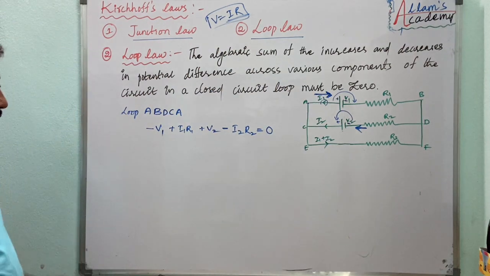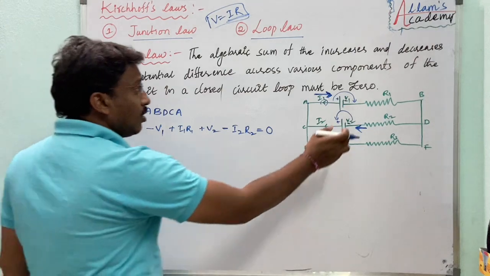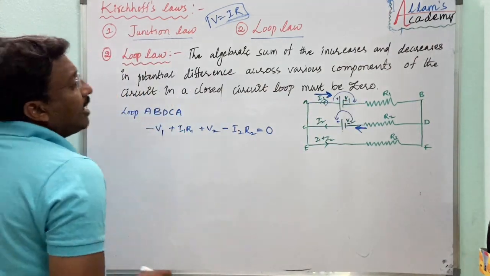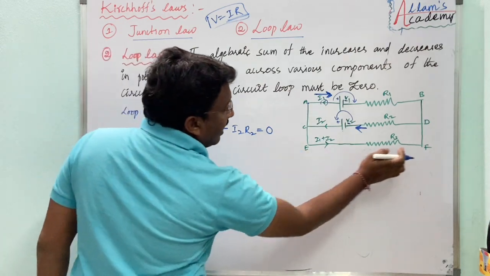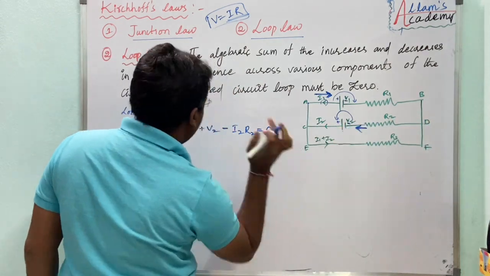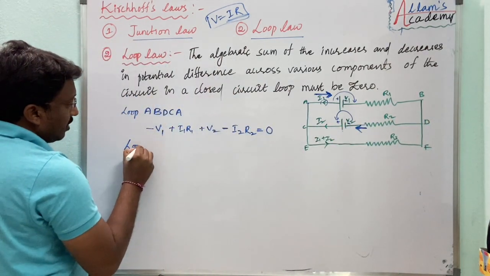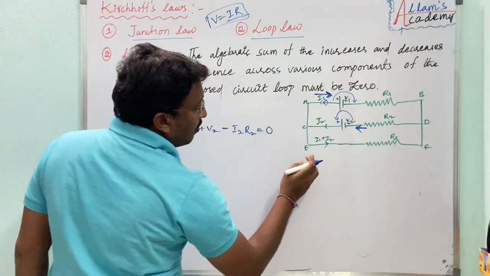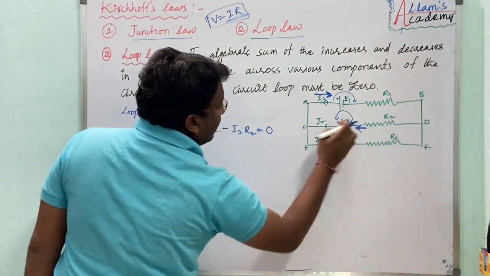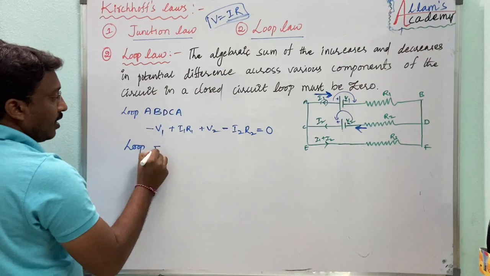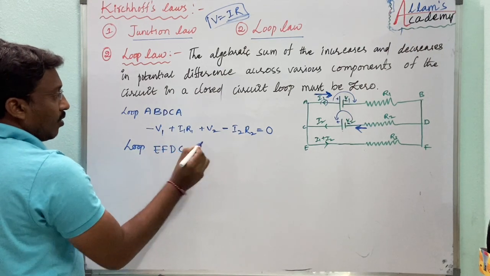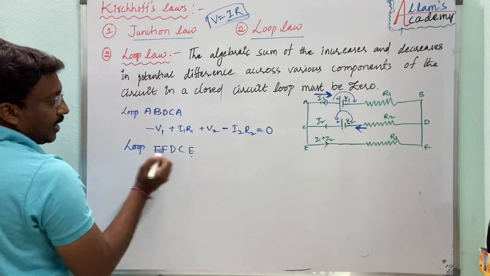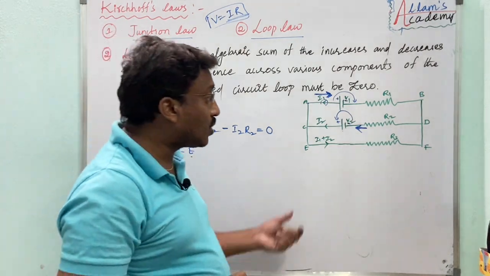Right? This is a loop. And if you take one more loop, this one, E, F, D, C, E. Where we started, there we have to end. Why? Because it is a closed loop.